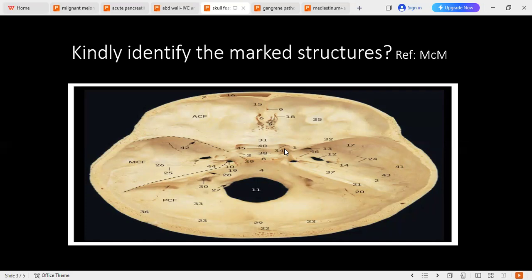The paired ones are middle meningeal, cavernous sinus, transverse, and sigmoid sinuses, and unpaired ones are inferior sagittal, superior sagittal, straight sinus, and sorry, anterior intercavernous, posterior intercavernous, and these are 5 unpaired. And how many of paired did I say?